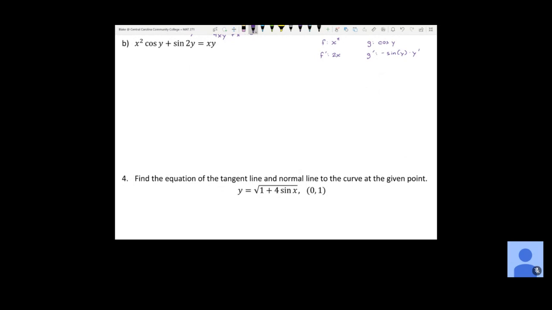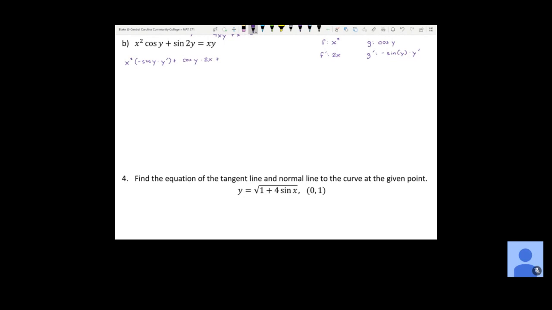All right, now using our product rule, start with f. We're going to have x squared. Multiply that by g prime, so that's negative sine y, y prime. Plus, we take our g function, cosine y. Multiply that by f prime, which is 2x. All right, so that takes care of that first term.